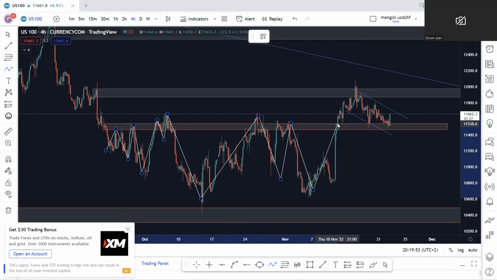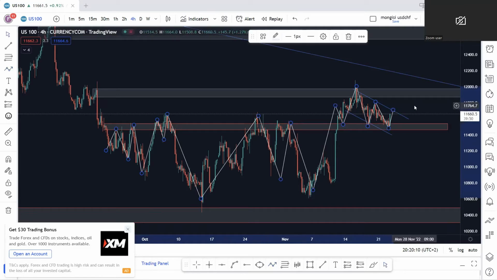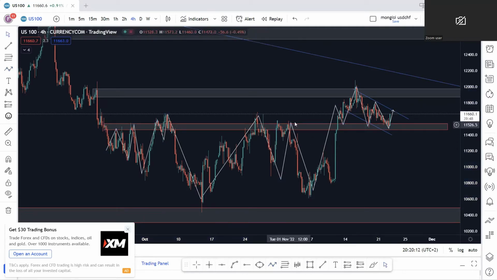But here, what happened was it breached. And after breaking that resistance, it makes it a support. It tested it and then went up again. It came back, retested it, and went up again. Now it came back, and what's happening? It's going up again. So now this resistance has become our support.